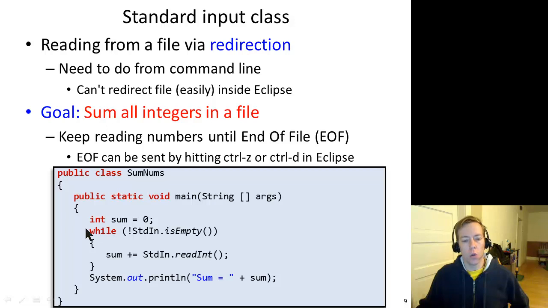Here's an example program. Its goal in life is to sum up numbers. It's using a new method you haven't seen before in StdIn called isEmpty. isEmpty returns true when the file is out of data, or when the input stream is done because somebody's hit Control Z or Control D. So by putting the exclamation mark, we negate that, and basically this loop keeps looping as long as there's data coming in from the input, be it a file or be it interactive user input. It reads it in as an integer and then adds it to its ongoing sum variable, and then once the input is done, it prints out the sum.